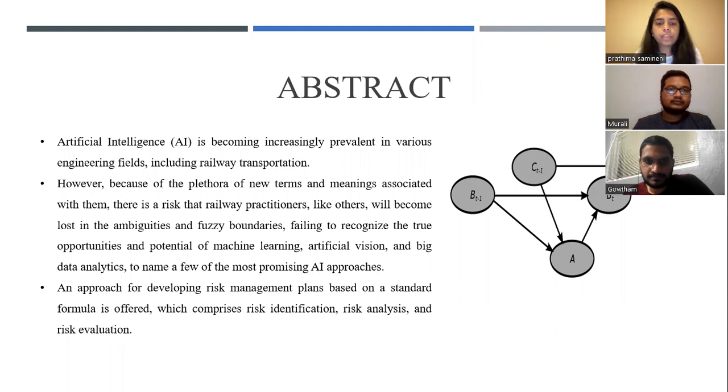However, because of the variety of new terms and meanings associated with them, there is a risk that railway practitioners will become lost in the ambiguous and fuzzy boundaries, failing to recognize the true opportunities and potential of machine learning, artificial vision, and big data analytics, to name a few of the most promising AI approaches. An approach for developing risk management plans based on a standard formula is offered, which comprises risk identification, risk analysis, and risk evaluation. So this is all about railway construction investment using the Bayes network.